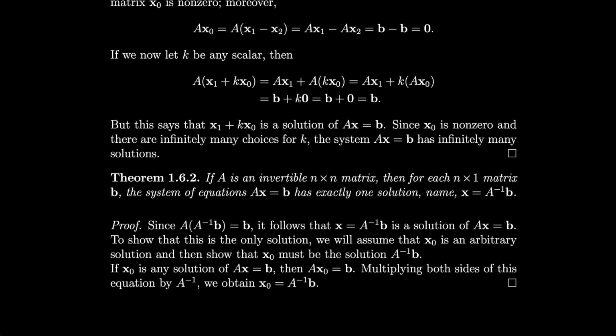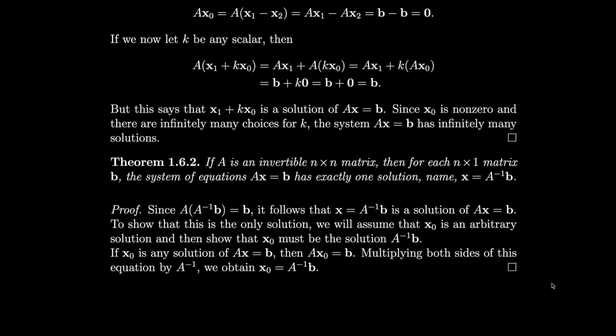To show this is the only solution, we will assume that x0 is an arbitrary solution, and then show that x0 must be the solution A inverse B. Let's let x0 be any solution. Then A times x0 must be equal to B if x0 is a solution. But we could just multiply both sides by A inverse. And notice that we just proved that x0 is A inverse B. So there is only one solution.